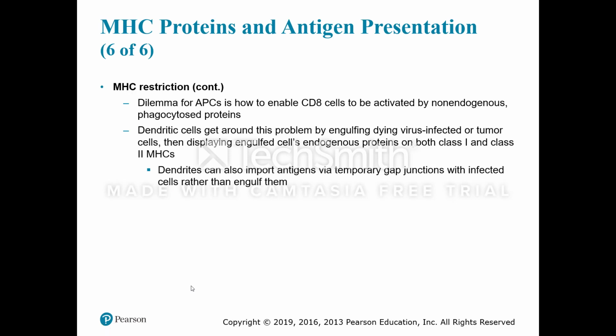But there is actually a restriction to the MHC. There is a dilemma for the antigen presenter: how to enable the CD8 cells to be activated by non-endogenous phagocytosed proteins. The dendritic cells get around this by engulfing dying virus-infected or tumor cells, then displaying the engulfed cells' endogenous protein on both class 1 and class 2 MHC. The dendritic cells can also import antigens via temporary gap junctions with infected cells rather than engulfing them.